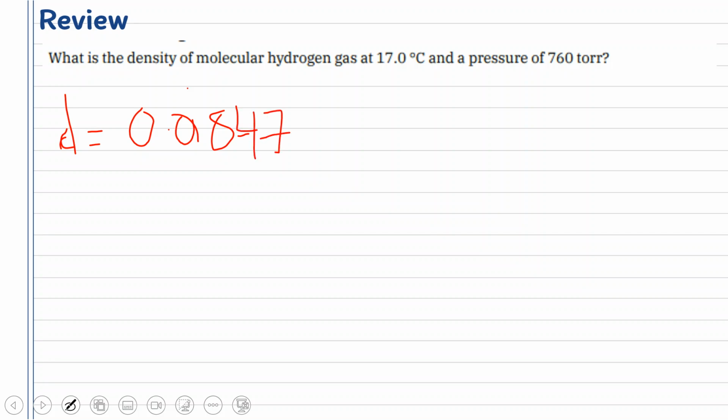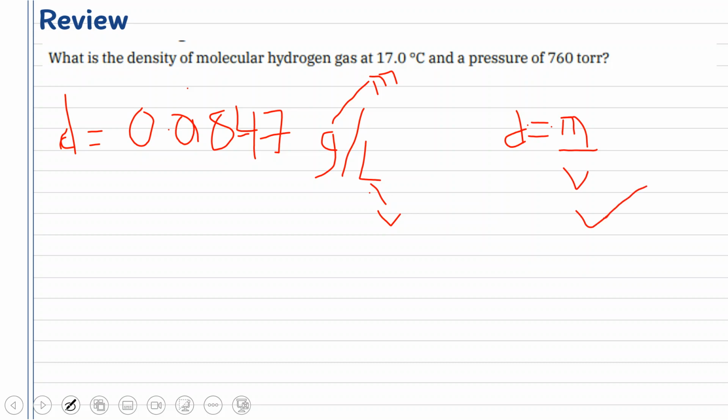0.0847 grams per liter, where g is standing for the mass, L is standing for the volume. Remember, density is just equal to the mass over the volume. Great. So hopefully we all did something like this, and hopefully we're all on the right path to getting the answer.